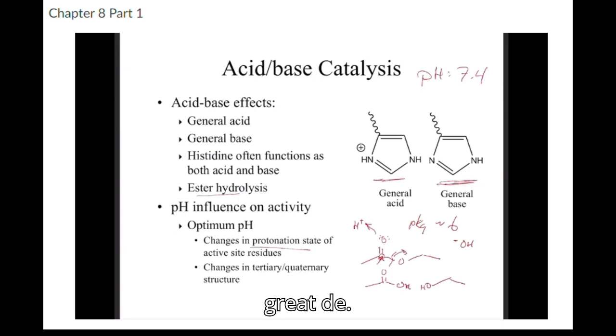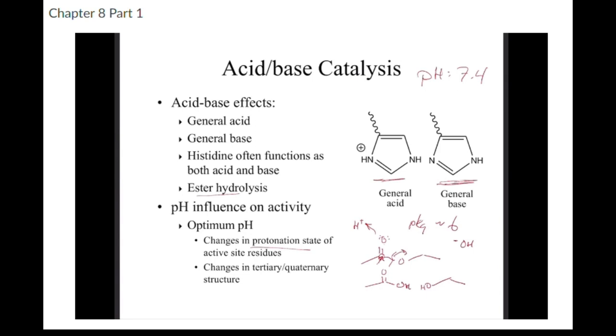And when I say the optimum pH might have to be lower than cellular pH, for example, enzymes that are found in the lysosome, where the pH is around 5, are going to tend to have optimum pHs that are pretty close to what we see in the lysosome. So there we might see a lot of histidines in active sites where the histidine is in a protonated state.